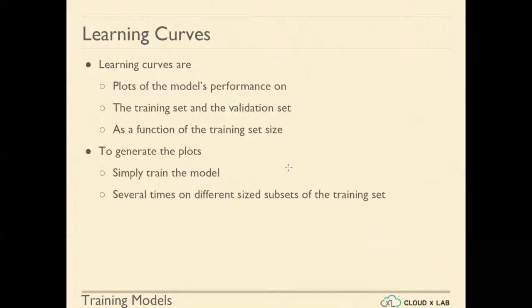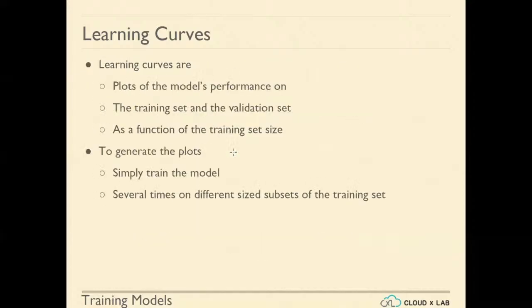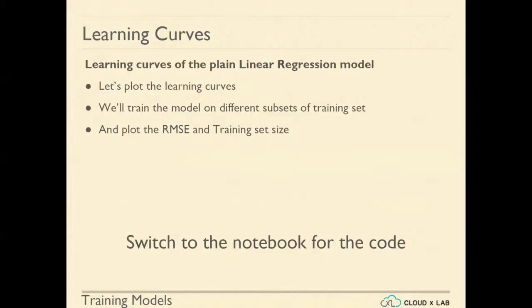So learning curves are nothing but the plot of model performance on the training set and validation set as a function of training set size. Originally, let's assume we have 100 training data points, and we are randomly selecting some data points and calculating training and validation performance. This type of plot is called the learning curve. To generate a learning curve, we simply train the model on different sized subsets of the training set.